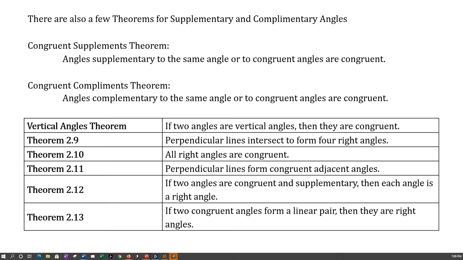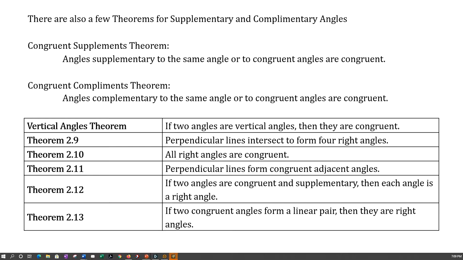Theorem 2.9 tells us, and all these really have to do with perpendicular lines and right angles, that perpendicular lines intersect to form four right angles. We had talked about that before. Theorem 2.10, all right angles are congruent. A right angle is a specific angle. It measures 90 degrees, so all 90-degree angles are congruent.